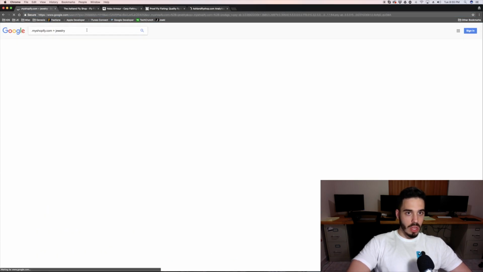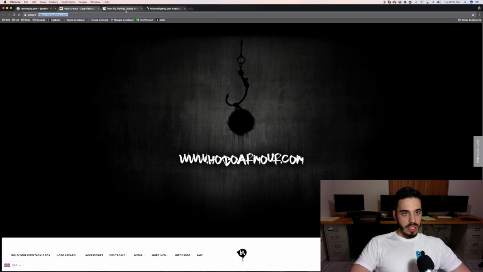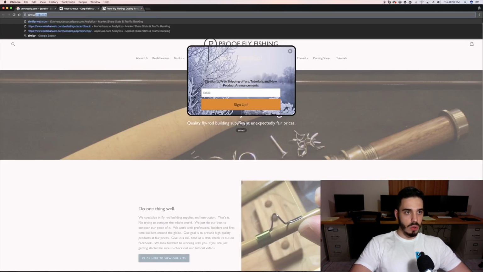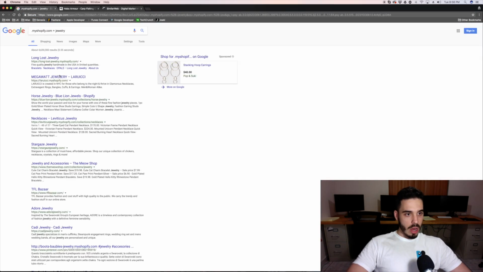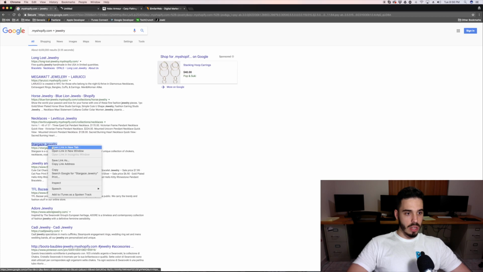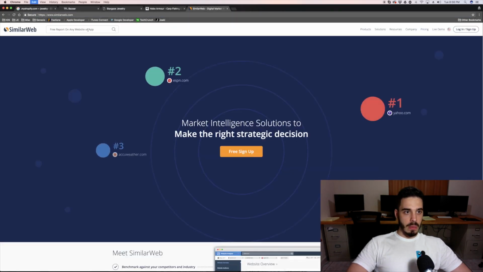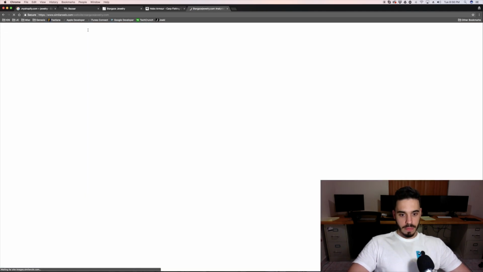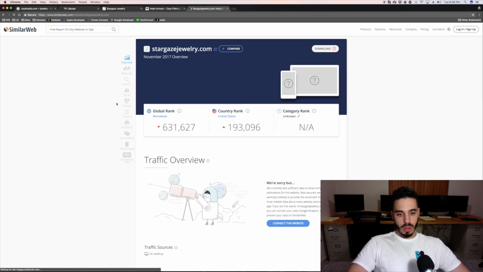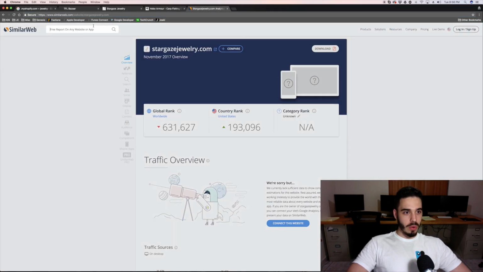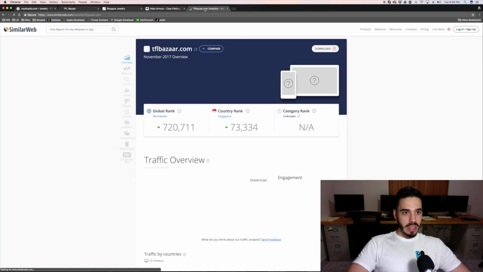Let's try jewelry. And obviously you could type in your different keywords there. It doesn't have to be limited to fishing or jewelry. It could be whatever. But let's take a look at some of these. So let's try this one, TFL Bazaar, Stargaze Jewelry. I'm just going to open up a couple of them. So Stargaze, let's see how much traffic these guys are getting. And they're getting none. Amazing. So let's see. Obviously, this is not planned because I would have picked one that would have gave me some traffic. But let's take a look at this one.